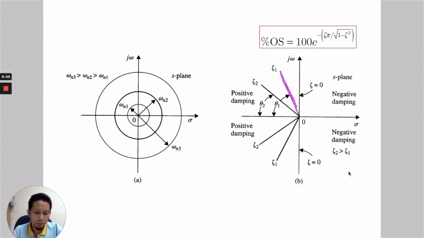If we have poles located along this line, the value of zeta is the same for these poles. Likewise, if we have poles located along the path of the omega n here, the value of omega n is constant. What is different is only zeta, because omega n is the same, since they have the same radius.